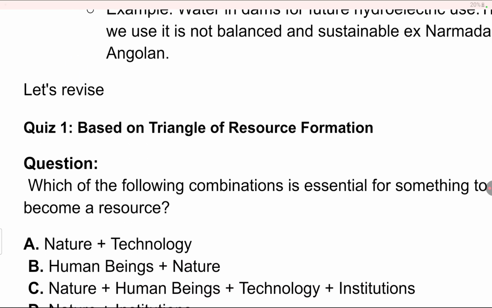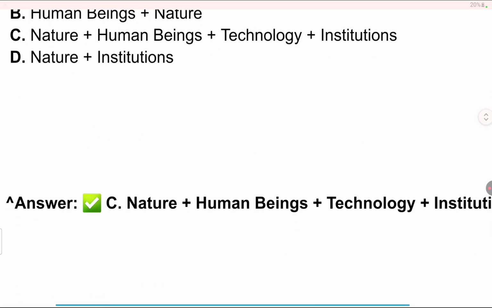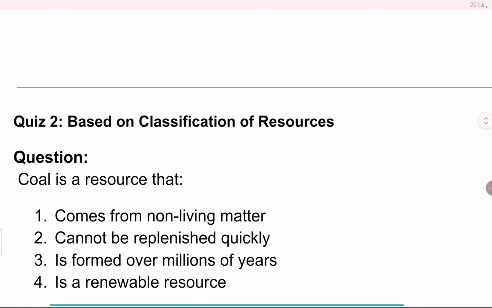While reading the chapter, now let's do some questions to know whether we have understood the topic. Which of the following combinations is essential for something to become a resource? Nature and technology, human beings and nature, nature, human beings, technology and institutions, or nature and institutions. Take 3 seconds to answer. 3, 2, 1. Let us solve it. It is nature, human beings, technology and institutions, as we have read in the triangle. We have understood that. Let us do another question.